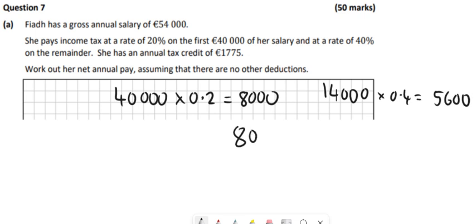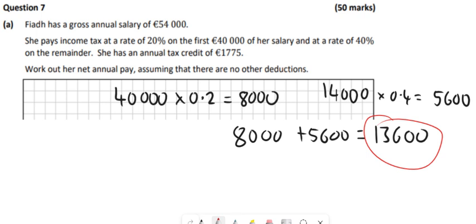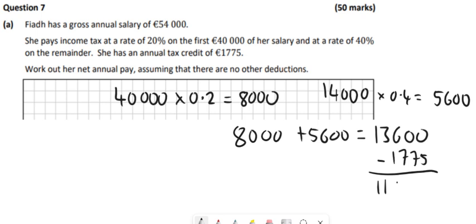And then I'm going to add those two together, 8,000 plus 5,600, and that gives me 13,600. So that's the total tax that she has to pay. But we can subtract a tax credit. It says that her tax credit is 1,775, so she doesn't have to pay as much when we take away the tax credit. So it's 11,825. That's the actual amount, the net tax that she has to pay.